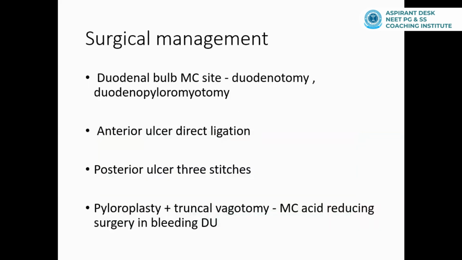So what is the surgical management for duodenal ulcer? The most common site is the duodenal bulb. So we should go ahead with the duodenotomy, duodenopyloromyotomy. Then we should look for the site of the ulcer. If it is an anterior ulcer, we could ligate directly. If it is a posterior ulcer, that is a U stitch. The 3 stitches method is usually used.